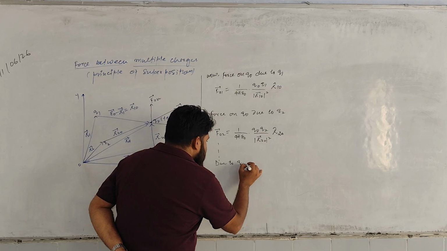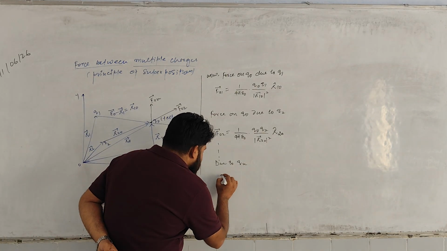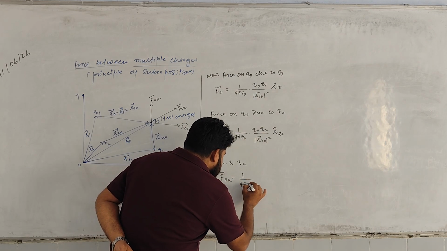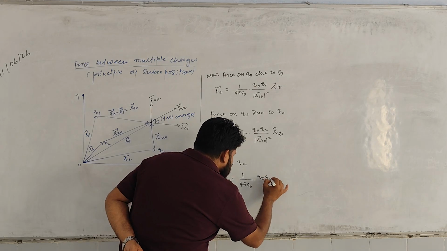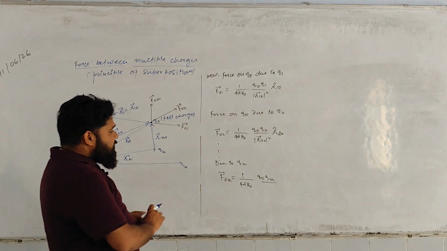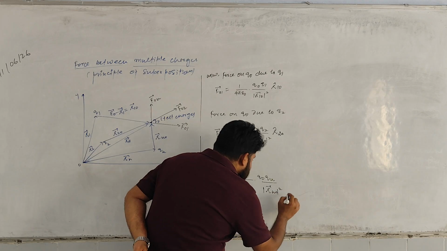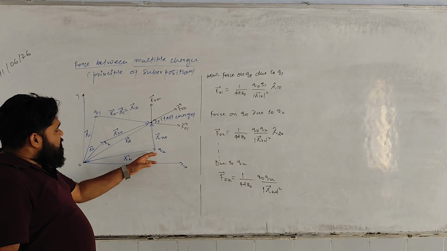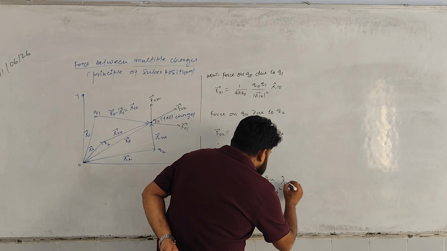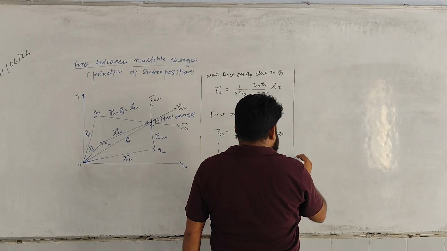And what will be the force on Q naught due to the charge Qn? That becomes the force on Q naught due to n, and that becomes 1 over 4 pi epsilon naught Q naught Qn upon the separation, that is the vector Rn naught, and its magnitude becomes the magnitude of Rn naught square, and what will be the direction of the force? The force is leading from Qn to Q naught, so that becomes in the direction of Rn naught.